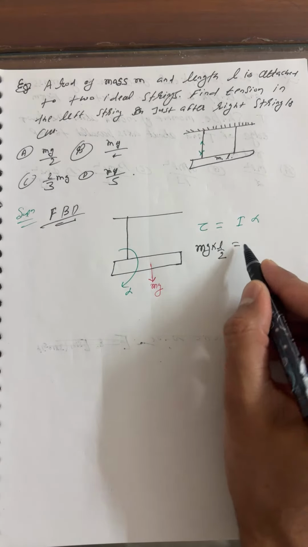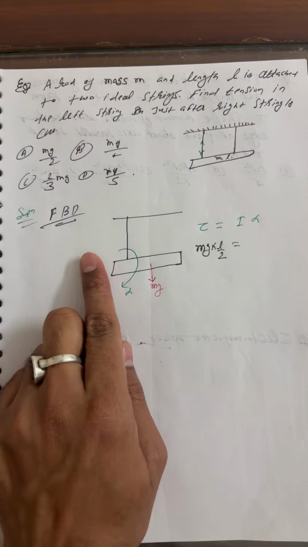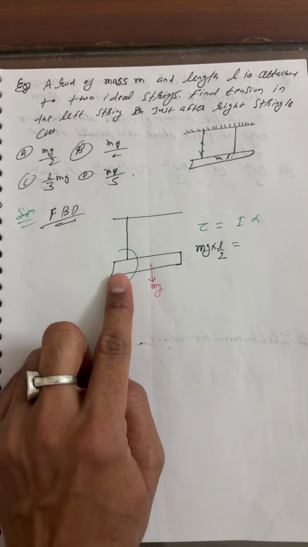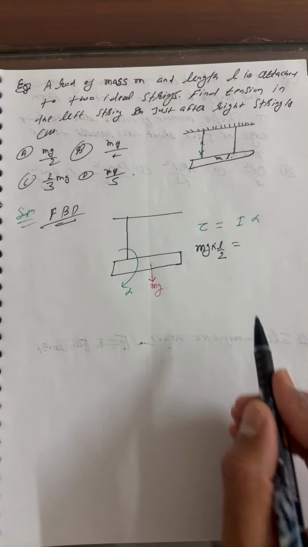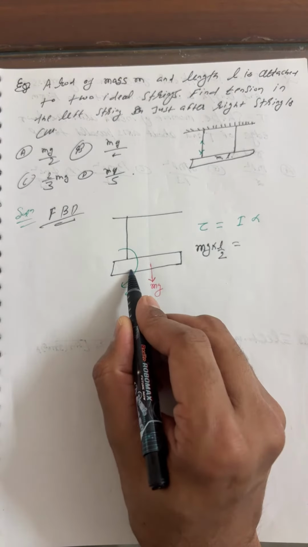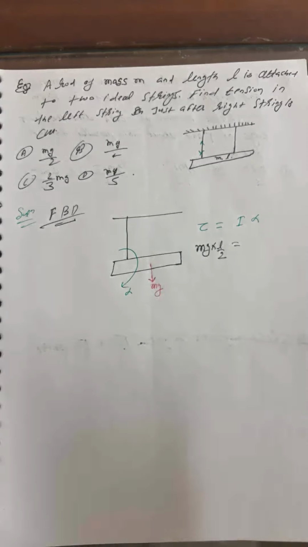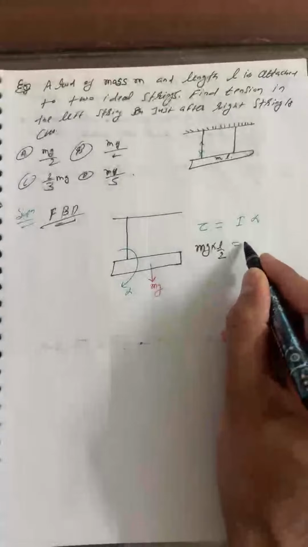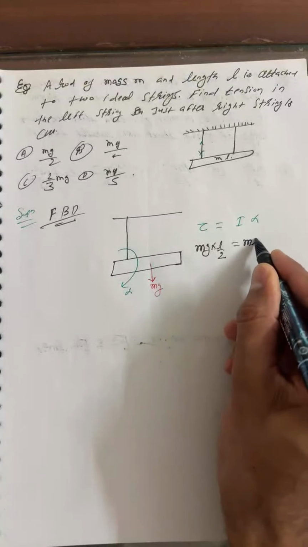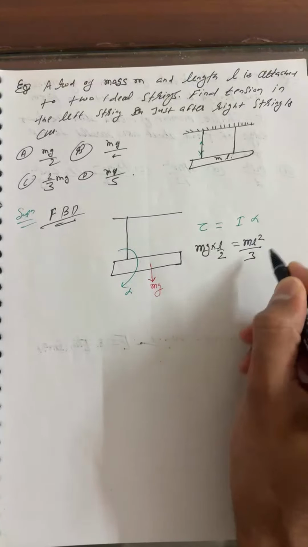Okay. Then beta, what is the moment of inertia at the end point of the rod? Anyone? Can you tell me, please? Okay, students, at the end point of the rod it is ml square by 3. So you can write I as ml square by 3.